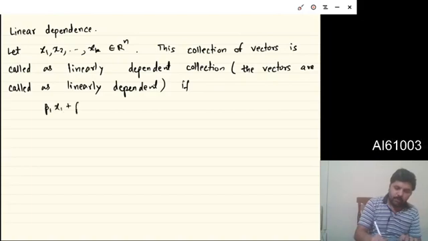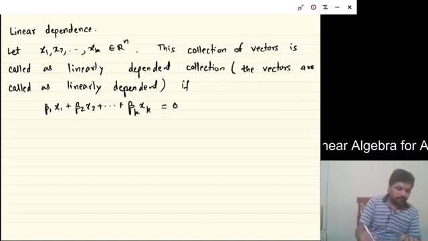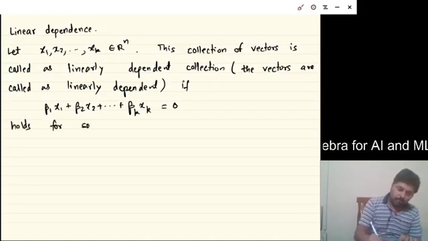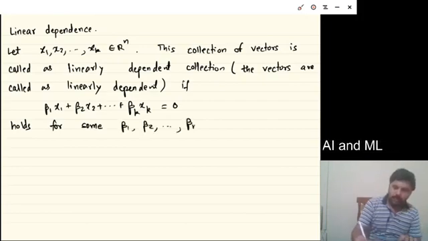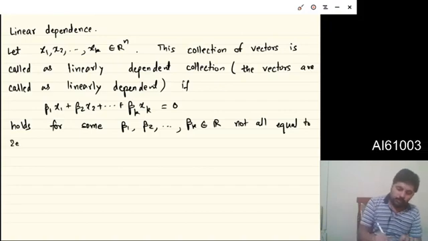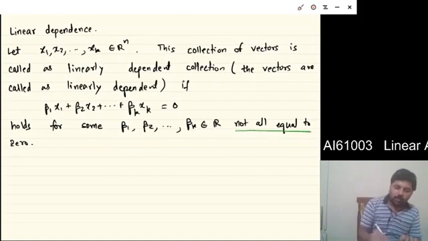beta 1 x1 plus beta 2 x2 plus up to beta k xk, there are k vectors in the collection we have considered, is equal to 0 holds for some beta 1, beta 2 up to beta k scalars not all equal to 0. So this last bit is a really important bit, not all equal to 0.